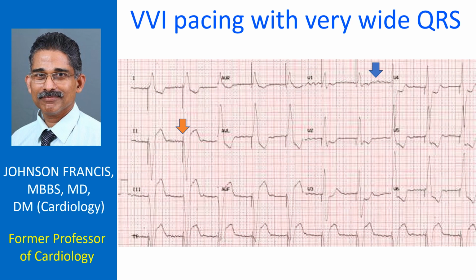ECG shows a paced rhythm with a wide QRS of 200 milliseconds. A prominent pacing spike is seen before each QRS complex, indicating a ventricular paced rhythm with complete capture. Fibrillary waves are seen in leads V1 and V2. Hence, the underlying rhythm at present is atrial fibrillation.